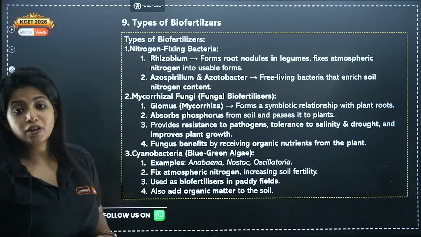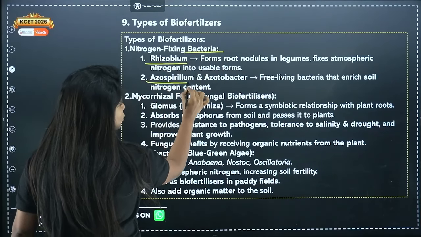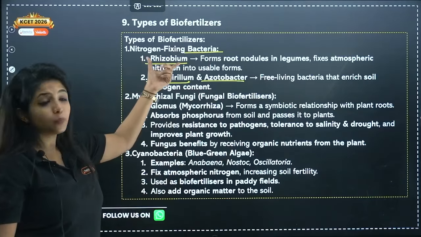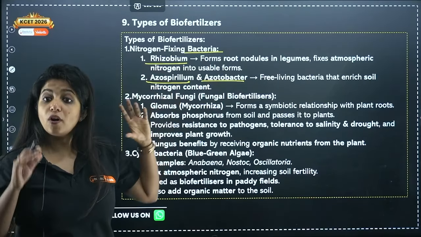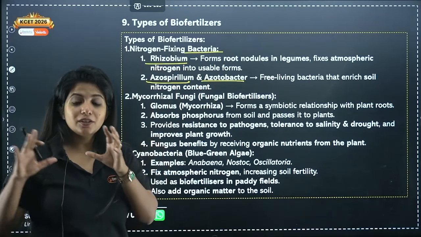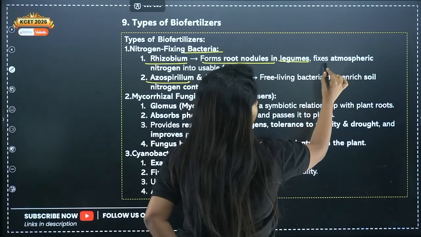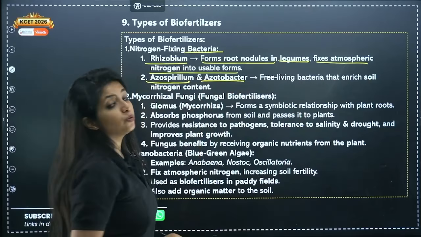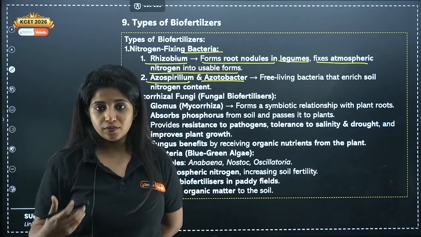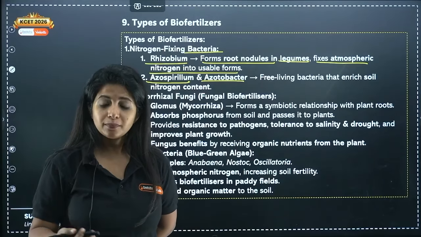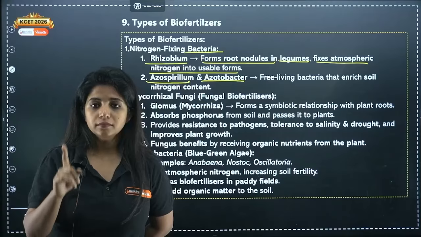Yes. Now we have examples of biofertilizers. So nitrogen fixing bacteria are there, such as Rhizobium, Azospirillum, Azotobacter. Remember, Rhizobium is always found in the roots of the legumes. They are not free living. They cannot sustain by themselves. They are dependent on it. So Rhizobium forms root nodules in legumes such as pea plant and fixes atmospheric nitrogen into usable forms. Biofertilizers increase the nutritional capacity of the soil. So over here this bacteria is helping by fixing the nitrogen. And remember, they are found in the root nodules of the legumes.